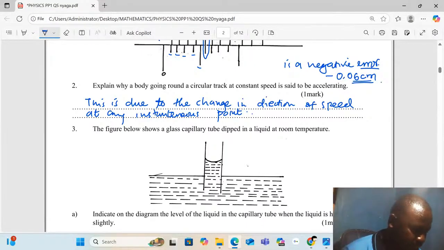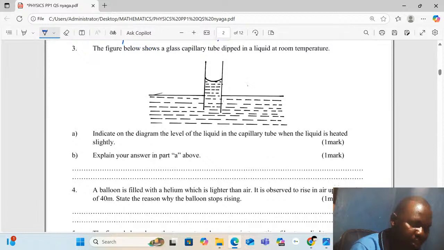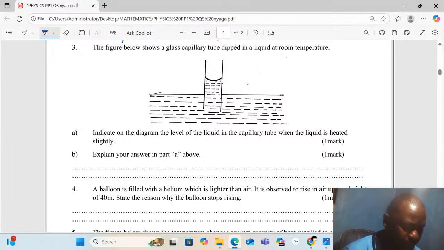We have question 3. The figure below shows a capillary tube dipped in a liquid at room temperature. You are told to indicate on the diagram the level of the liquid in the capillary tube when the liquid is heated slightly. Explain your answer in part A. The first thing is you need to understand the forces that are bringing about the rise of this liquid in the capillary.